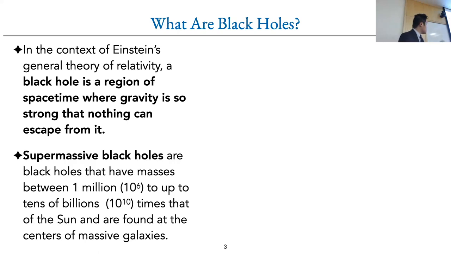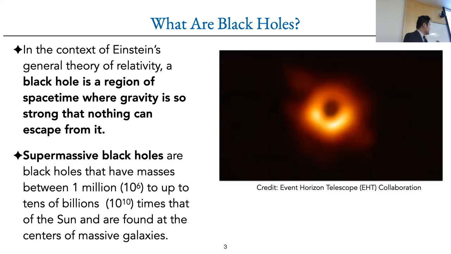Now, supermassive black holes are going to be the main subject of my talk. These are behemoths that live at the centers of massive galaxies. They can have masses between a million and over tens of billion times the mass of the sun. This is a very famous image of a black hole in M87 from the Event Horizon Telescope in 2019.